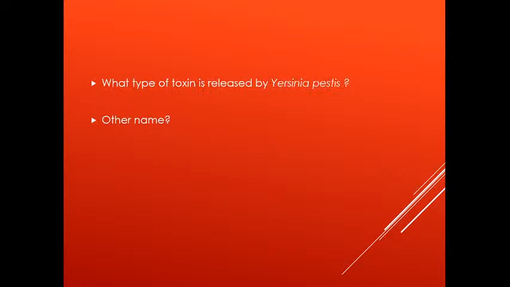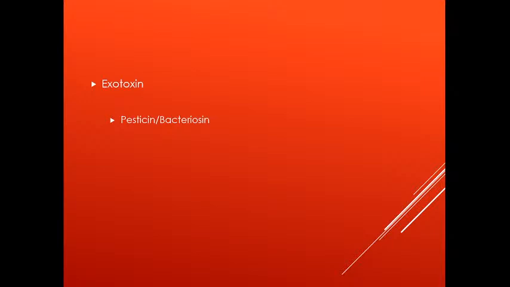Okay, now, what type of toxin is released by Yersinia pestis? It's an exotoxin, and the other name for this toxin is known as pesticin or bacteriocin. Sorry, I was about to say bacteriolysin, but it's actually bacteriocin. Okay, so it's an exotoxin, and the specific name for it is either pesticin or bacteriocin.